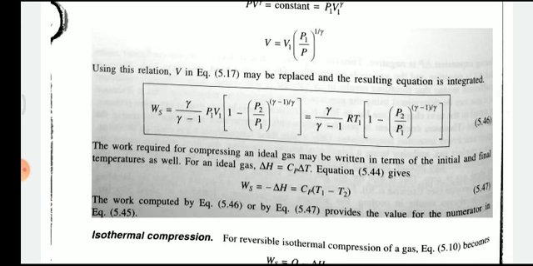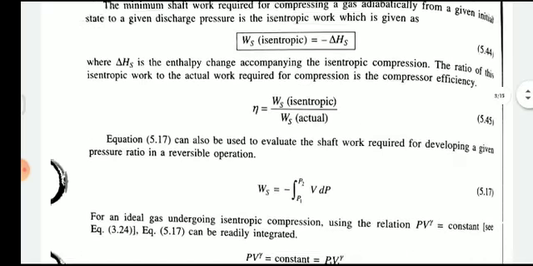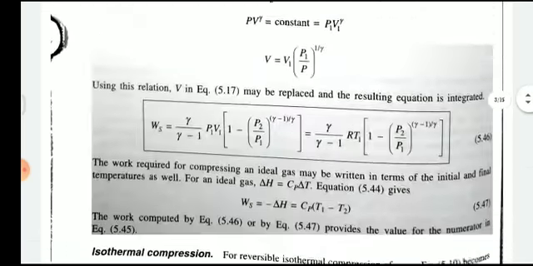Equation number 5.46. The work of compression for an ideal gas may be written in terms of initial and final temperature, that is delta H equals Cp delta T. This equation is the adiabatic compression equation. Then next, isothermal compression.